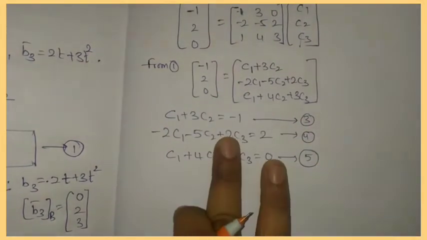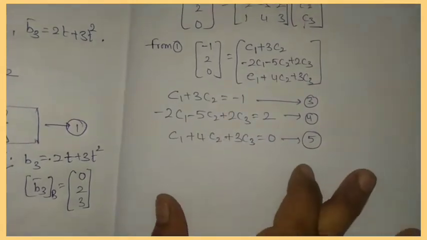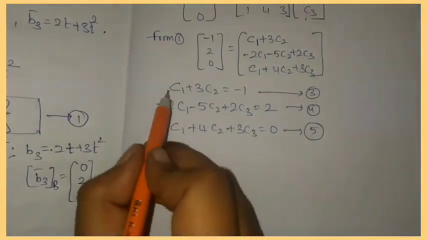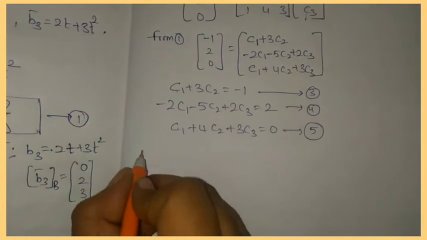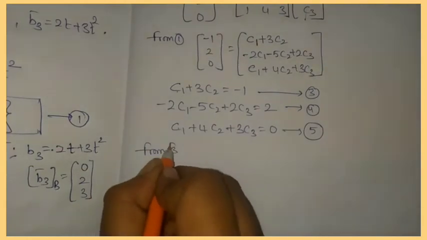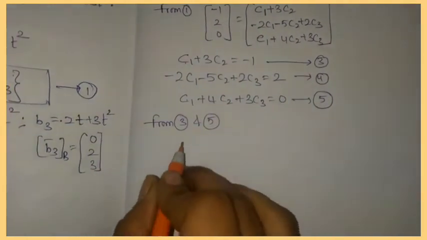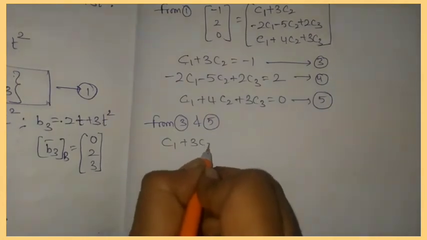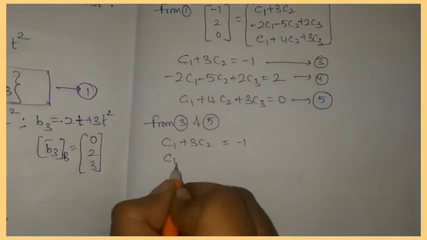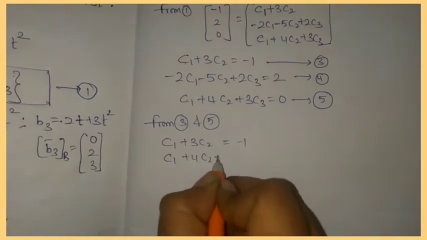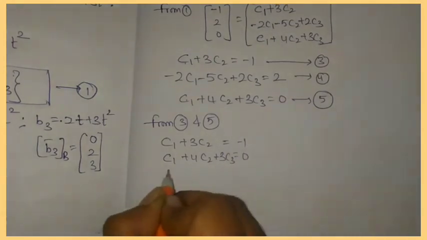From these three equations we have to find c1, c2, c3 values. Okay, first here c1 is there, I am taking from 3 and 5. Okay, c1 plus 3 c2 is equal to minus 1, c1 plus 4 c2 plus 3 c3 is equal to 0.